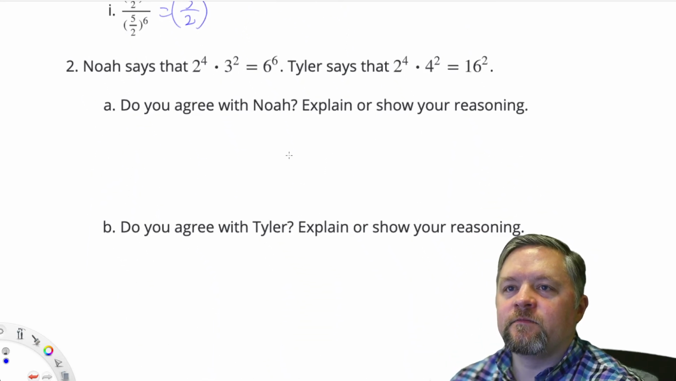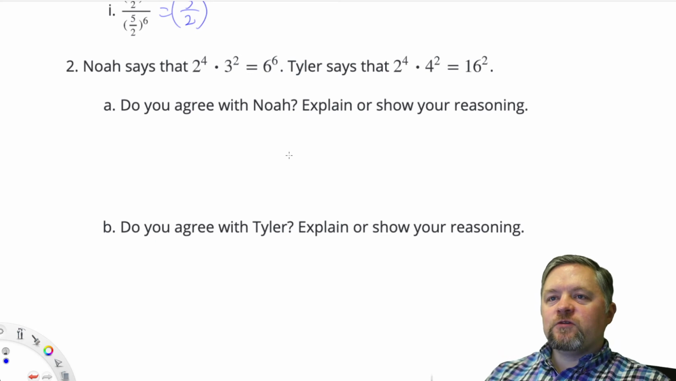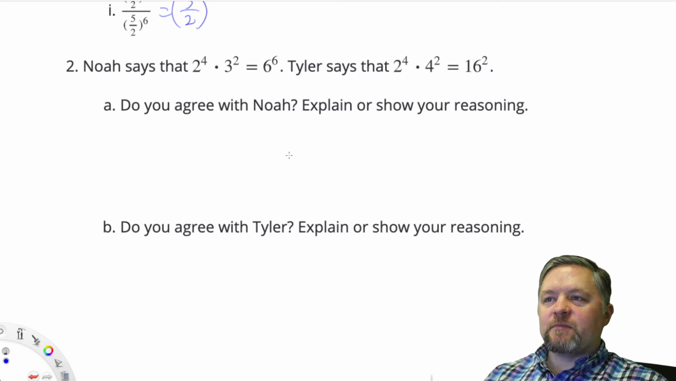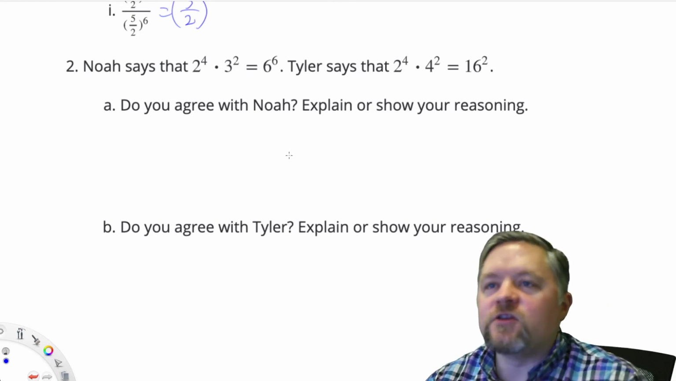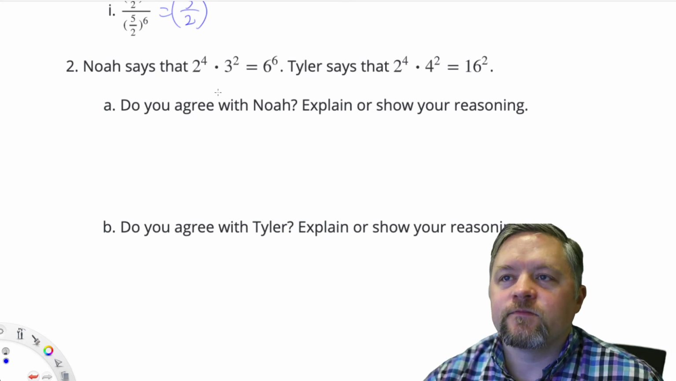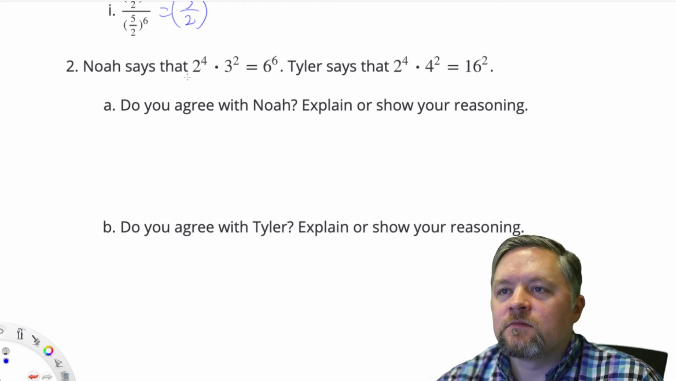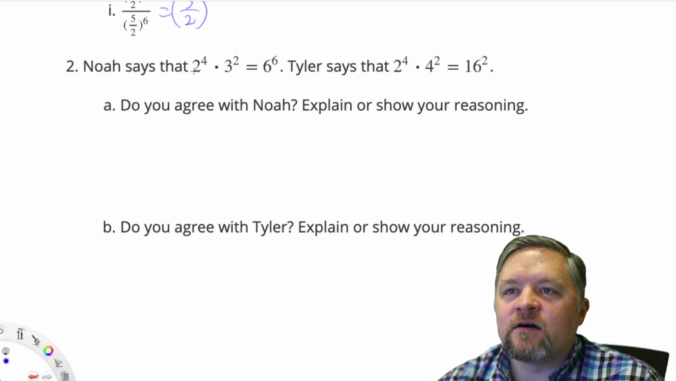What's next? Noah says that 2 to the power of 4 times 3 squared equals 6 to the power of 6. Tyler says that 2 to the power of 4 times 4 squared equals 16 squared. Do you agree with Noah? So, do we agree with this? What exactly is going on?